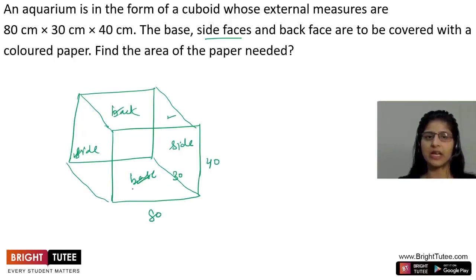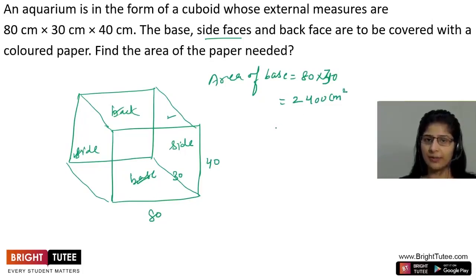This is the measurement. Now if we find it out for the base, what will be the area of base? 80 into 40? Will it be 40 or will it be 30? It will be 30. Why? Because 40 is the height. For the base, it is length into breadth, that is 80 into 30. So 8 3s are 2400 square centimeter. We have the area of the base.